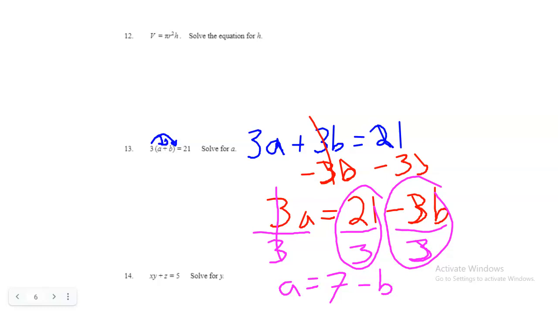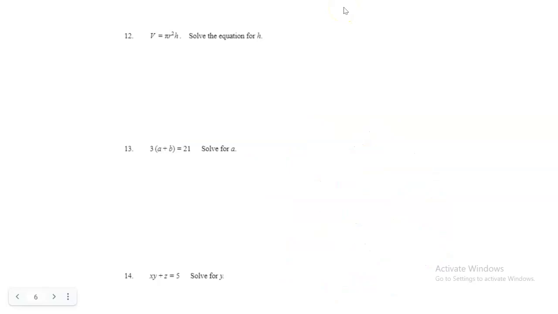Okay? Another way I could have done that one is like this. If I notice right here, 3 is being multiplied by everything on the inside. Okay? So before I distribute, what I could do is divide everything on the left by 3. Because 3 is being multiplied by A and B. The opposite of multiplication is division. So I can divide everything by 3. If I do that, these 3's cancel out, and I'm left with A plus B on the left. On the right, I have 7. Because 21 divided by 3 is 7.